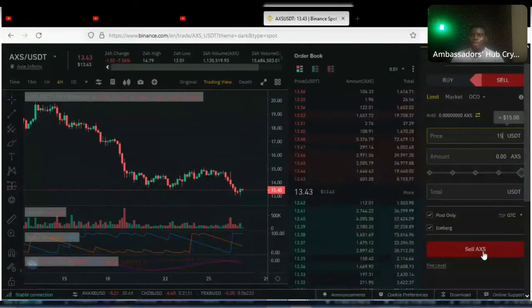A sell limit or limit order doesn't give you the advantage of having stop loss and take profit at the same time, right? But OCO, order cancels order, permits you to do that. But then let's go back to the market order.